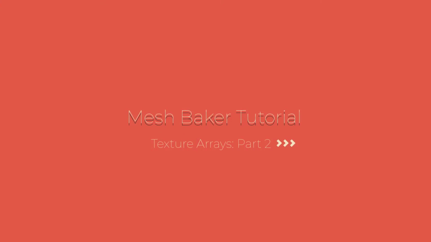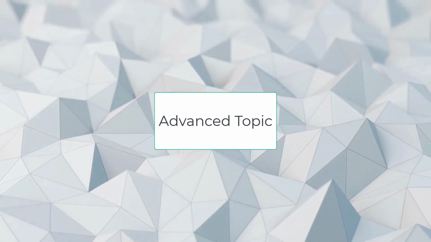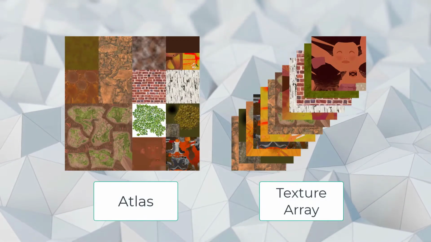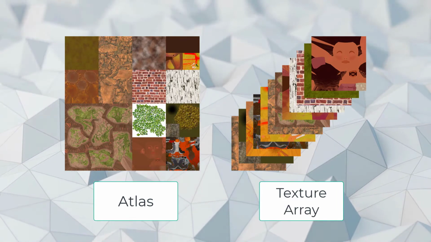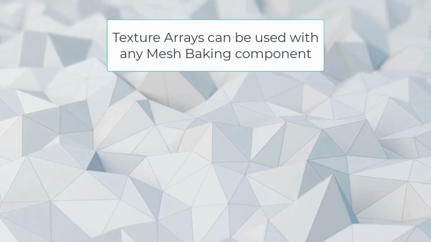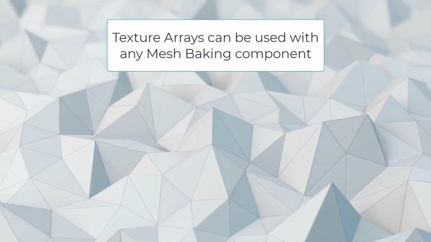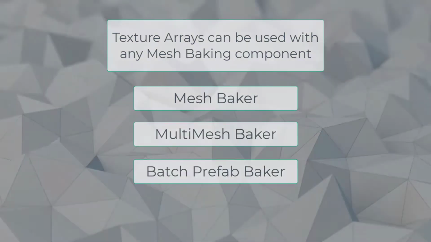Today we will be exploring the texture array workflow. This is an advanced topic requiring significant technical understanding of shaders and rendering. Texture arrays are similar to atlases. The Texture Baker component can generate either texture arrays or atlases. The baked texture arrays and combined material can be used with any of the mesh baking components, including the Mesh Baker, Multi-Mesh Baker, and Batch Prefab Baker.